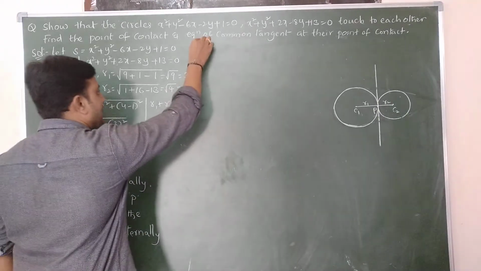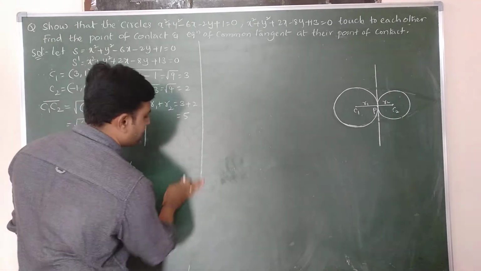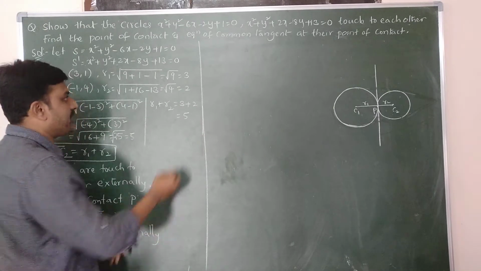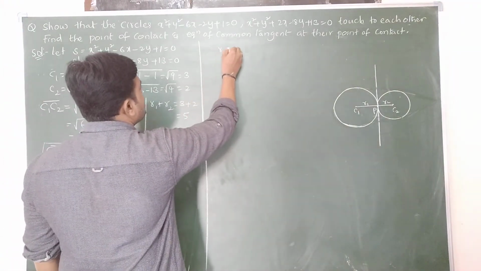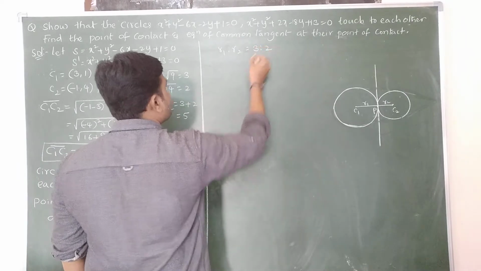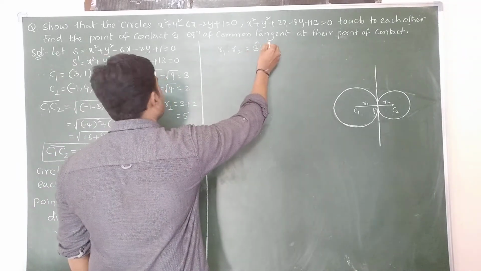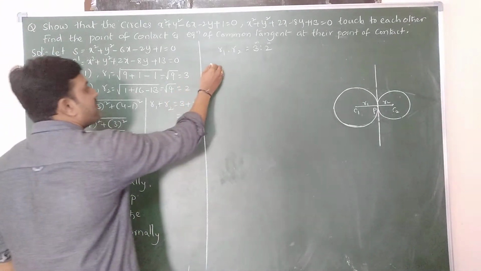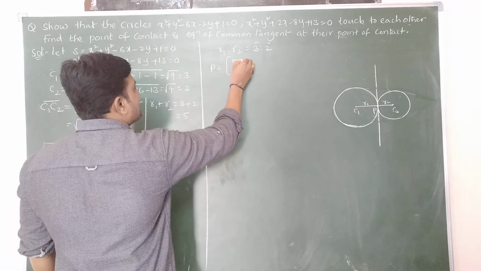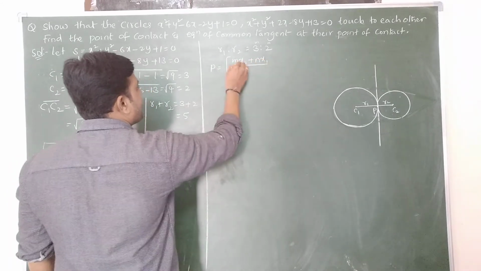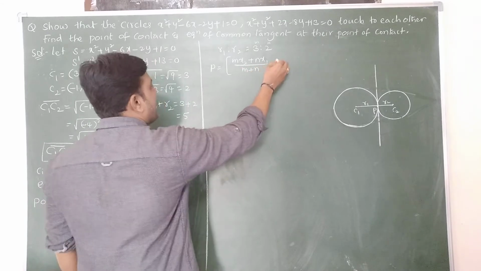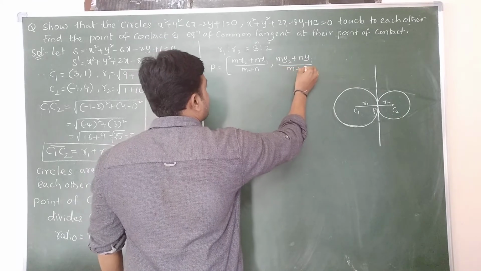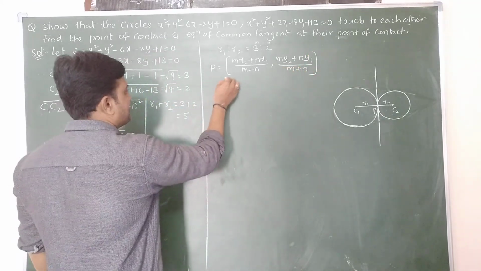We have to find the point of contact P. Then R1 is to R2 equals 3 is to 2. These are m and n, and these are x1, y1, x2, y2. Then the coordinates of P equal (m x2 plus n x1) by (m plus n) and (m y2 plus n y1) by (m plus n). Then substitute the values.